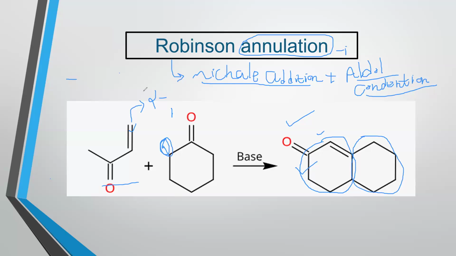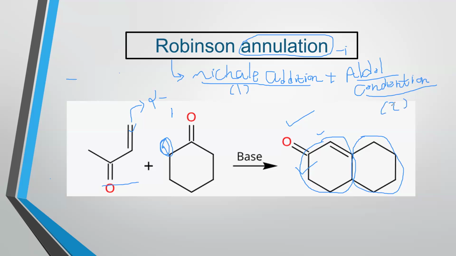What you have to remember is cyclohexanone is reacting with the alpha beta unsaturated carbonyl compound, and then it will give one additional ring attached to our final compound. Annulation means ring formation, and that ring formation is due to the Michael addition and aldol condensation. First step is Michael addition, and then second step is aldol condensation.